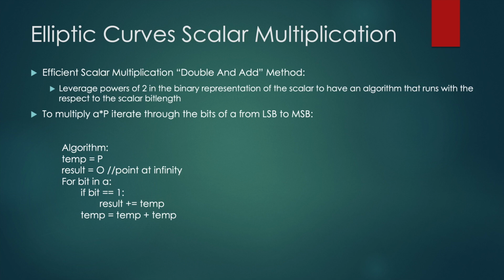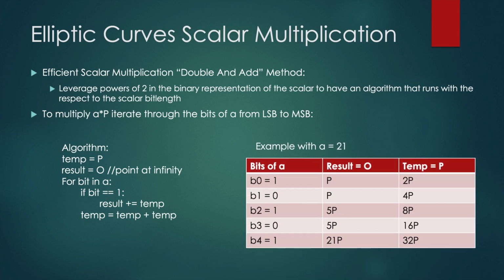I'll run through an example of this, and you'll see how the temporary variable keeps the value of the bit associated with the next bit in the loop, and the result contains what needs to be added as an offset to temp to produce the new result if the next bit were to be a 1. So for the example, we'll choose a to be 21. On the left column, I'll show the bits of a.